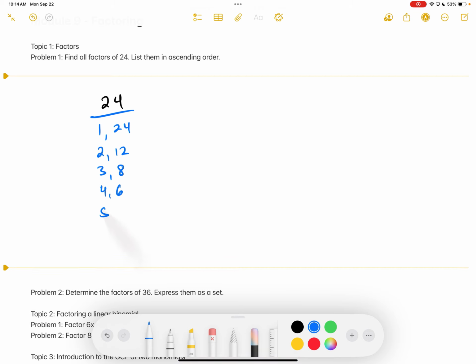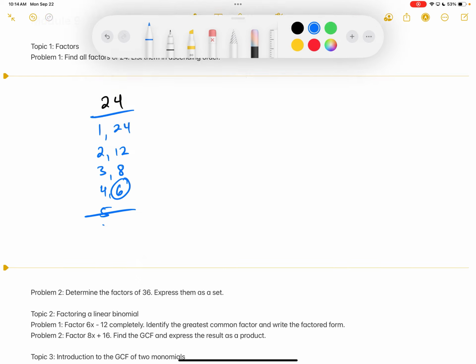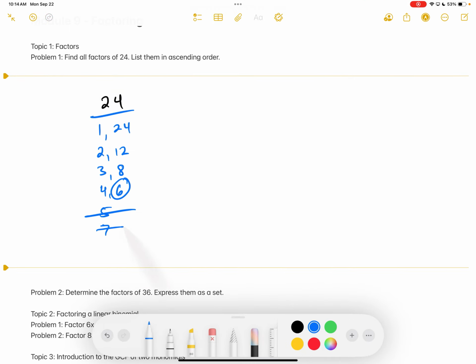If I divide it by 5, it doesn't work. And I can stop there because 6 is right here. The numbers kind of loop around right there. You can try 7. And what I mean by it doesn't work is it doesn't get a whole number, it gets a decimal, right? Once you loop around, you do not have to keep going. Like 5, the next number is 6. So ascending order, if you did that, would be 1, 2, 3, 4, 6, 8, 12, 24.